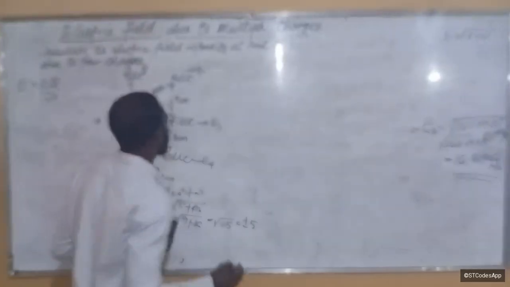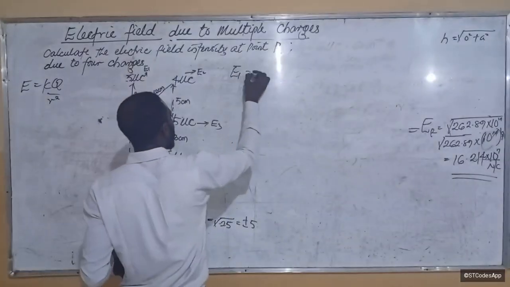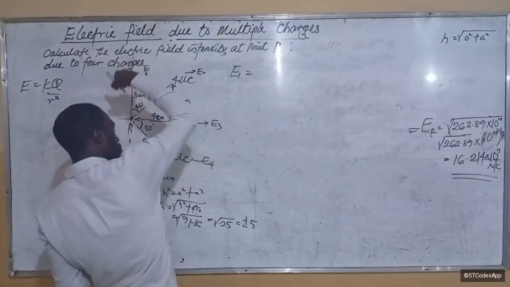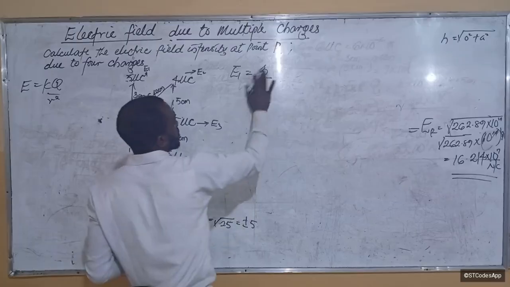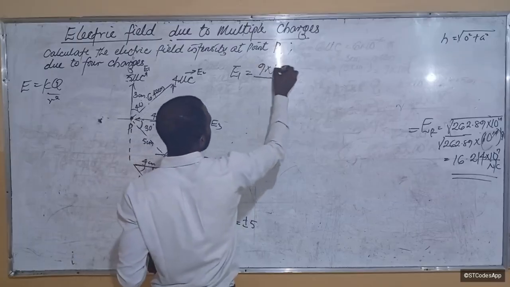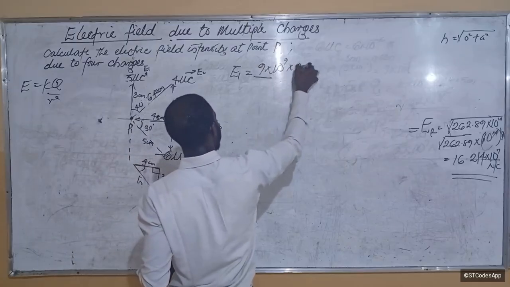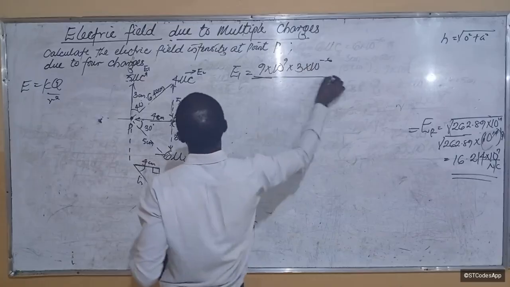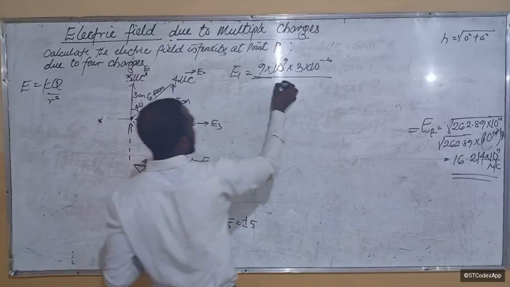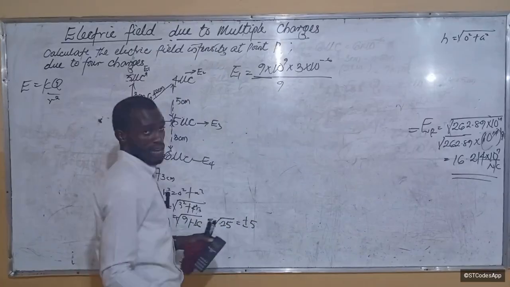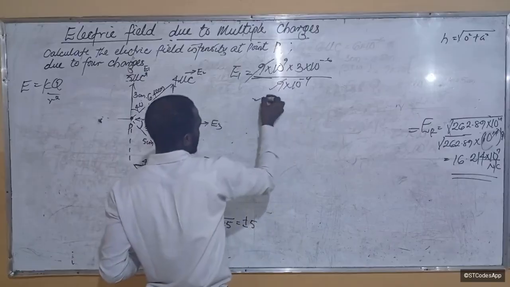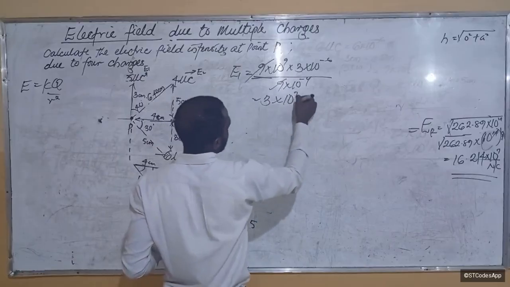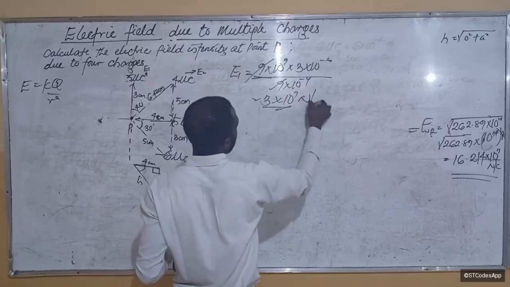If you want to do this, E1 will be equal to KQ1 over R squared. That will be 9 times 10 to the power 9 times 3 times 10 to the power minus 6, over what's the distance? 3 squared. 3 centimeters. You convert and square. That becomes 9 times 10 to the power minus 4. You have been getting that since you understand what I just did. This is 3 times 10 to the power 7 Newton per coulomb.